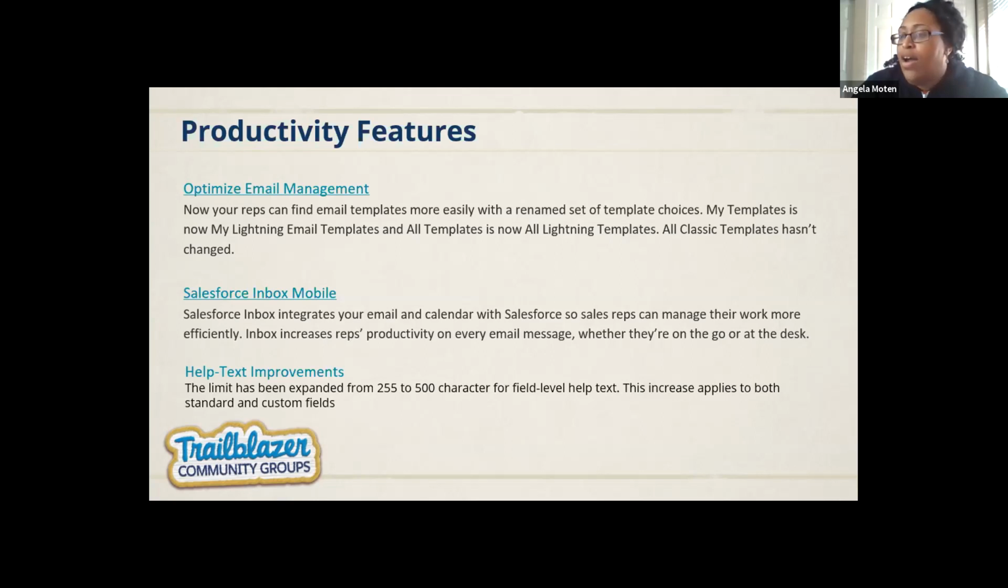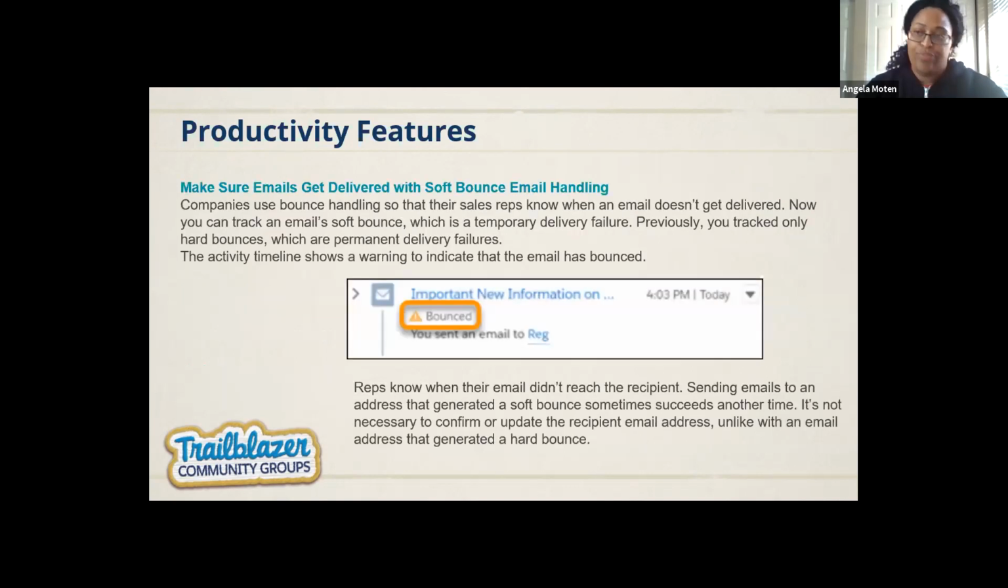And then there are help text improvements. The limit has expanded from 255 characters to 500 characters for field level help. And it applies to both standard and custom fields, where it used to only be custom fields. So that was pretty cool.